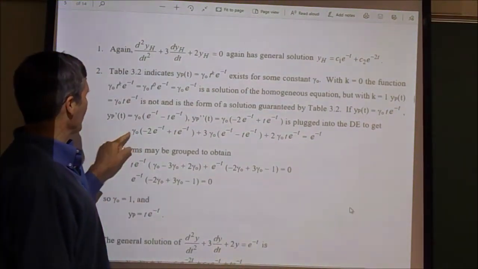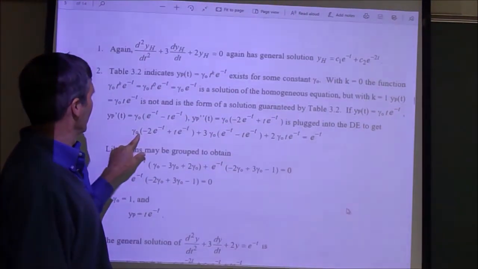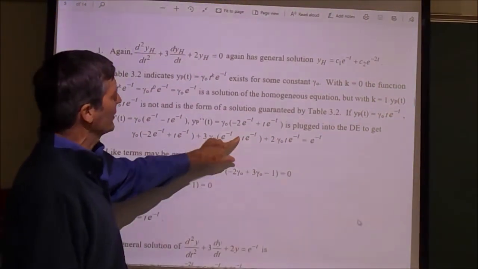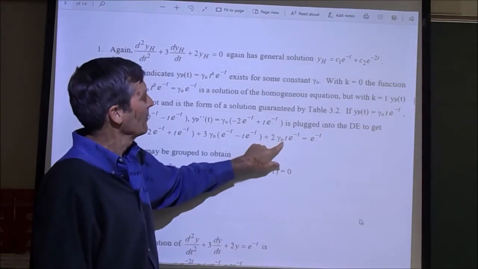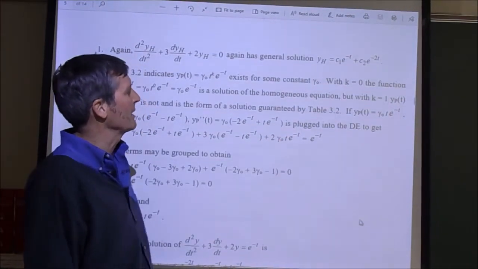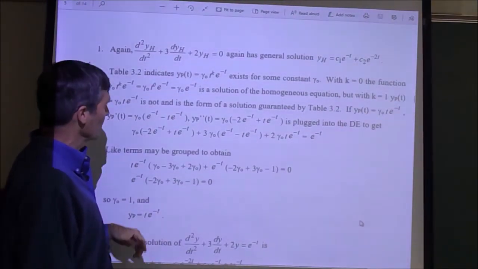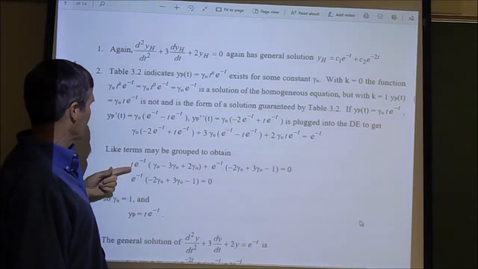And now you plug that in. Here's the second derivative, right? Let's plug the second derivative. So second derivative plus 3 times the first derivative plus 2 times yp equals the right-hand side e to the minus t. That's what I get when I plug into the differential equation, the original one. I'm looking for a particular solution.